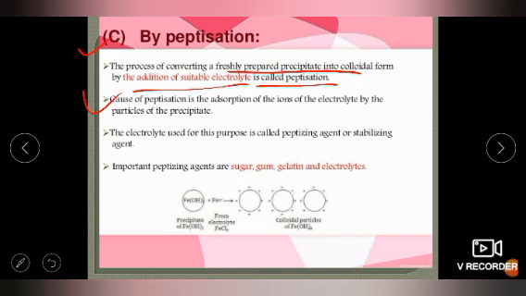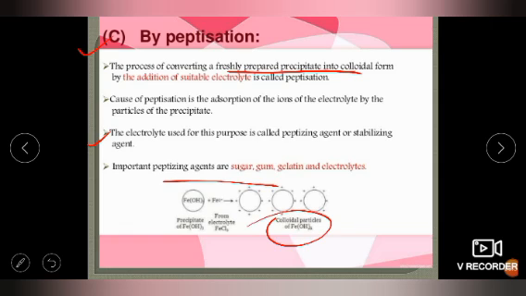You can understand from these slides. All the information is given in these slides, so you need to take time by pausing, read first, then try to understand. The electrolyte used for this purpose is called a peptizing agent or stabilizing agent. Important peptizing agents are sugar, gum, gelatin and electrolytes, and the colloidal particles are, for example, iron hydroxide. These form a precipitate, and converting it into colloid is known as peptization.